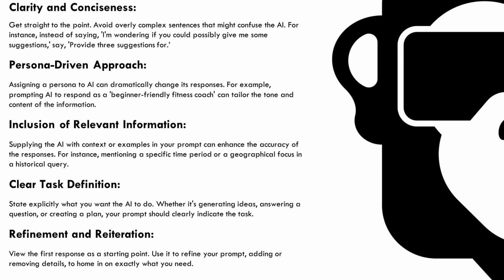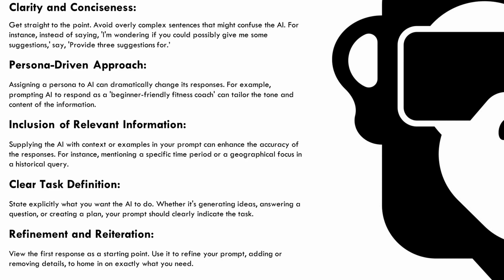Persona-driven approach. Assigning a persona to AI can dramatically change its responses. For example, prompting AI to respond as a beginner-friendly fitness coach can tailor the tone and content of the information. Inclusion of relevant information. Supplying the AI with context or examples in your prompt can enhance the accuracy of the responses. For instance, mentioning a specific time period or a geographical focus on a historical query.